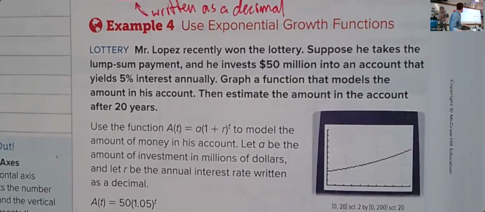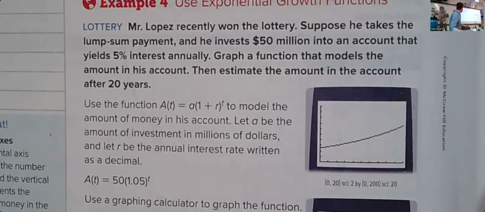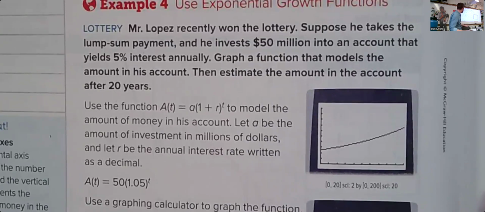Great. So anyway, suppose he takes the lump sum payment and he invests $50 million into an account that yields 5% interest annually. Graph a function that models his account. Then estimate the amount in the account after 20 years. So here we go.